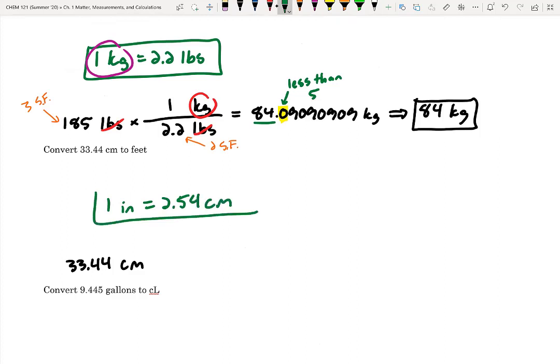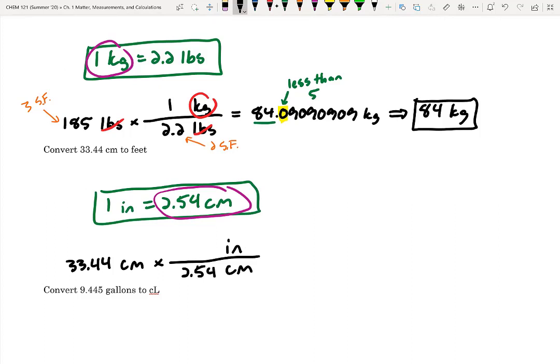So this will be an important one because that will help us get rid of the centimeter unit. So I can put centimeters on the bottom, an inch on the top. 2.54 should go on the bottom with the centimeter unit, and 1 should go on top with the inch unit. So again, we're making sure the numbers are paired correctly.